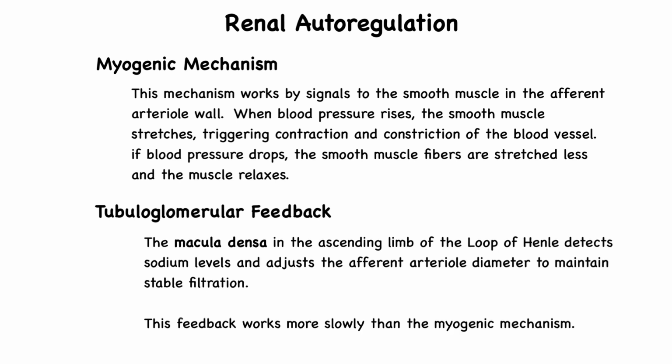The macula densa that is found in the ascending limb of the loop of Henle that we talked about in the last video detects sodium levels and adjusts the afferent arteriole diameter to maintain stable filtration. This feedback works more slowly than the myogenic mechanism.